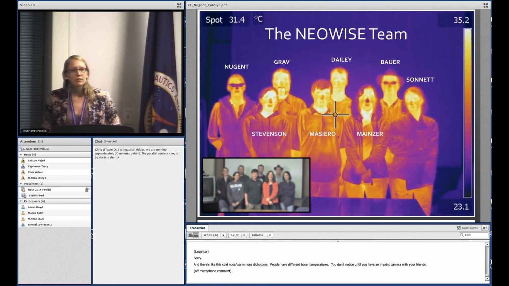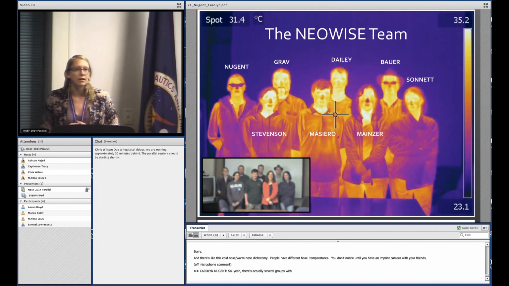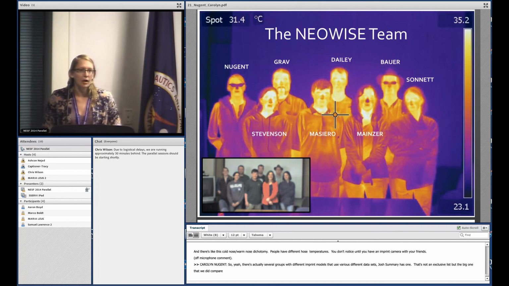So yeah, there's actually several groups with different infrared models that use various different data sets. Josh Emery has one, Marco Delbo has one, there's many, so that's not an exclusive list. But the big one that we did compare to was Cédric Leyrat, and that's a very beautiful paper. It's really like resolved thermal data. It's beautiful. And we get good match to that.